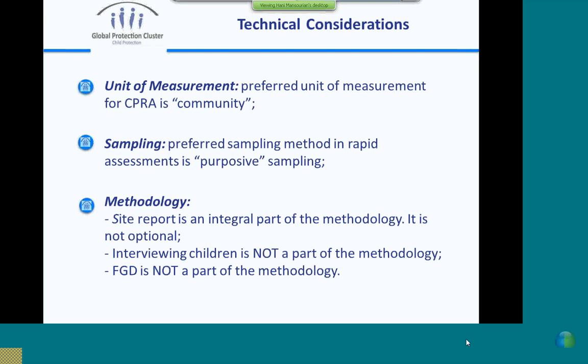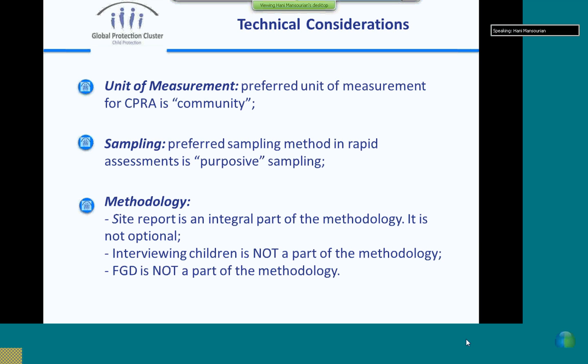How are they doing? Have they changed behavior? What kind of risks are they exposed to now after the emergency, and so on. So our unit of measurement is community. We don't go smaller because we'll have to increase our data collection capacity by a lot if we do that. And this is, again, reminding ourselves of the rapid assessment in an emergency context. So we don't have the time to interview 5,000 people.